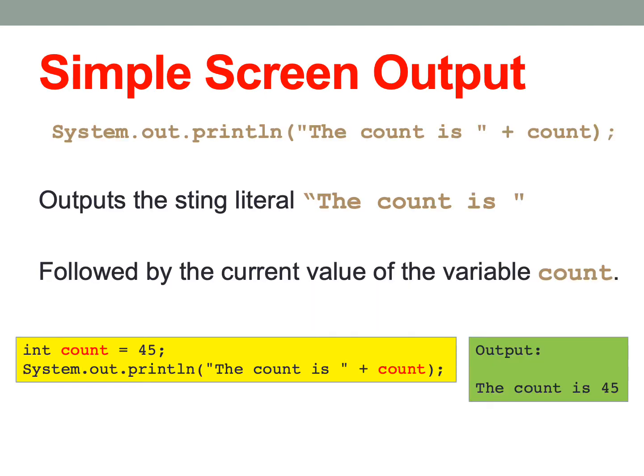Simple screen output. Say that we have a variable called count. We can use the println method to display some sentences, for example, the string literal "the count is" followed by the value of the variable count. Remember that we need to use the plus sign to concatenate the string. For this example, the output is "the count is 45", as we initialized the variable count to the value 45.